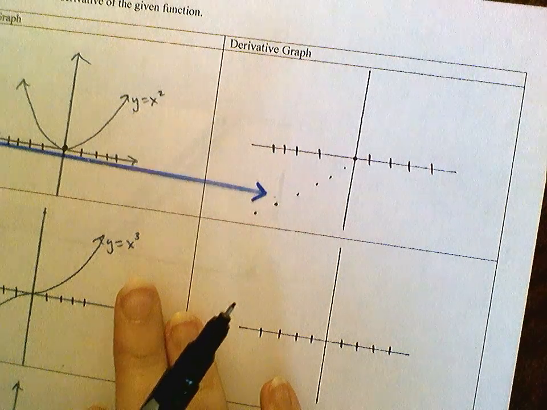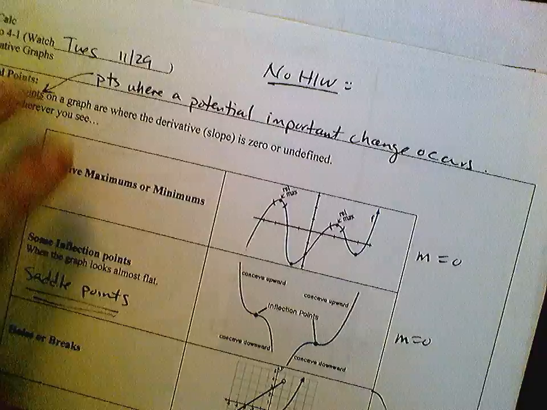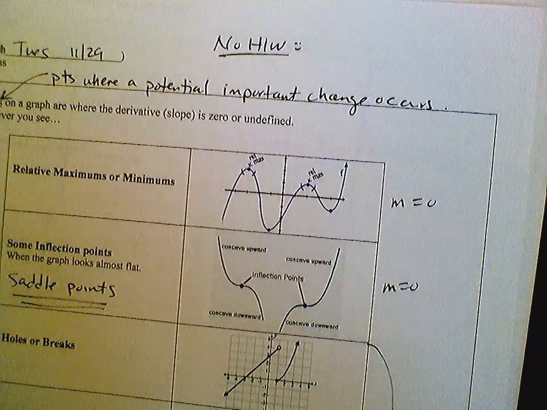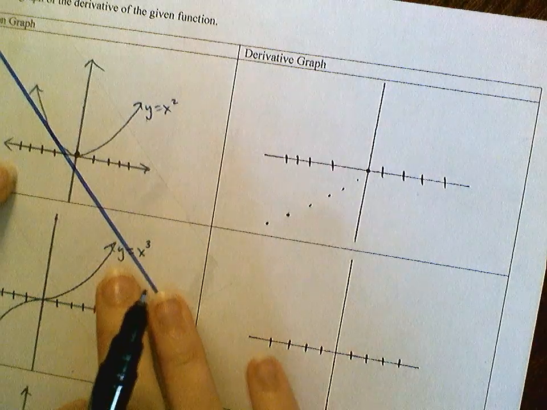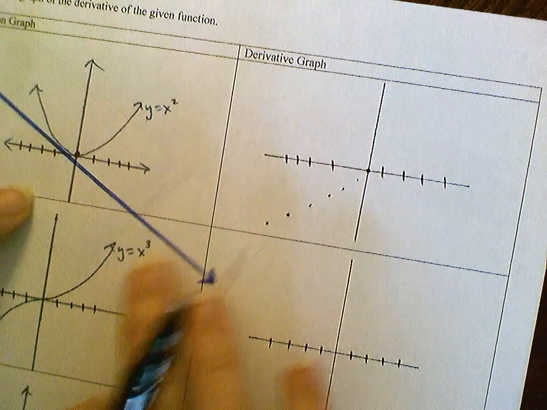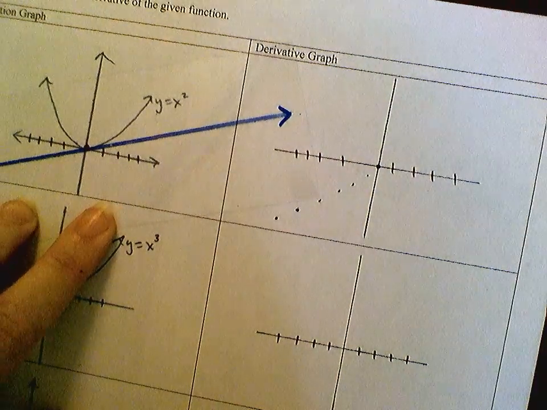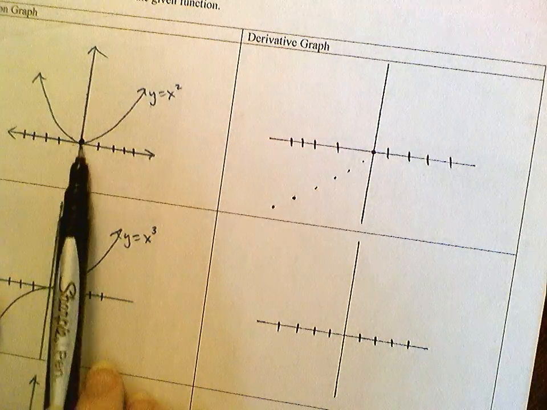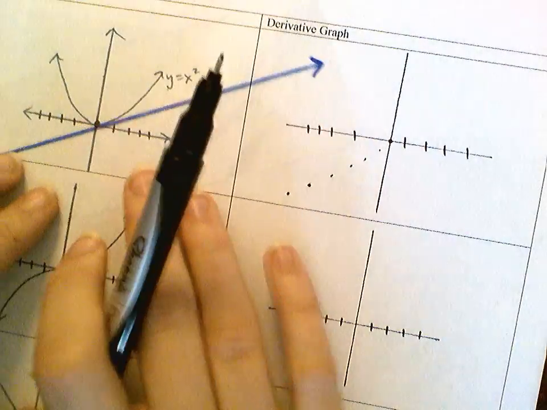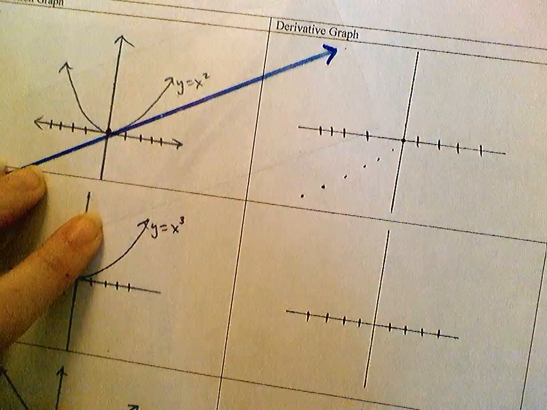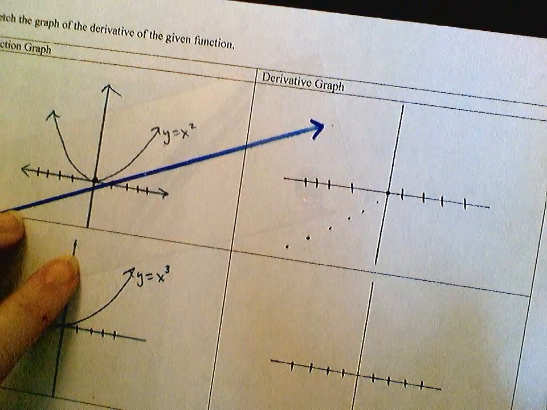So, okay, this was a critical point. Remember, I said earlier, points where a potential important change occurs. This is an example of an important change, guys. From a decreasing tangent to an increasing tangent, that's an important change. And the reason why, and we'll talk more about this in the future, is because it would indicate a relative minimum. Okay, and if I'm going too slow, guys, please speed this up. I don't want to lose anybody here. This is important.